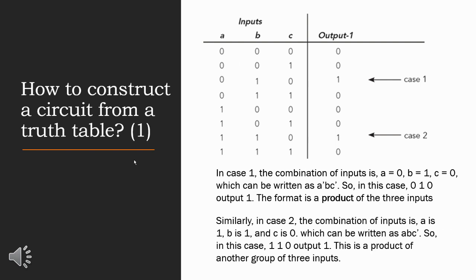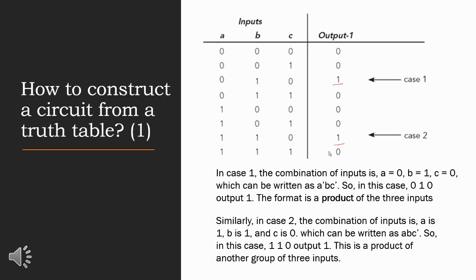From a given truth table, we can construct a logic circuit to implement it. We need to consider each output group separately, created by all its inputs. Let's first consider output group output 1. In output 1, in the 8 possible cases, we can see there are 2 cases that output 1.